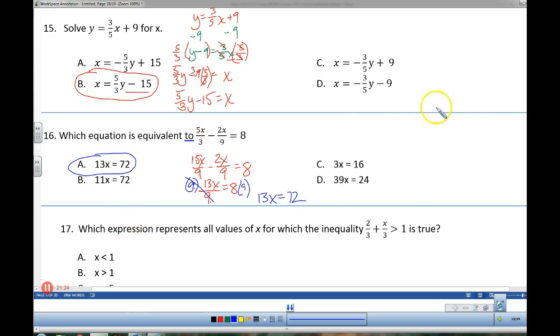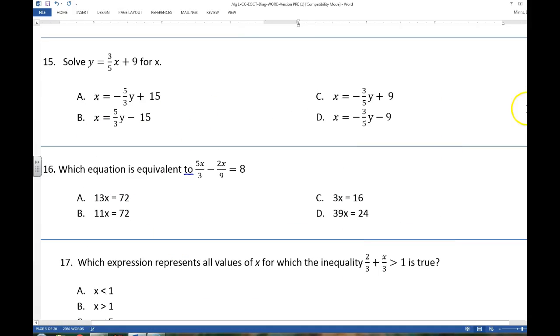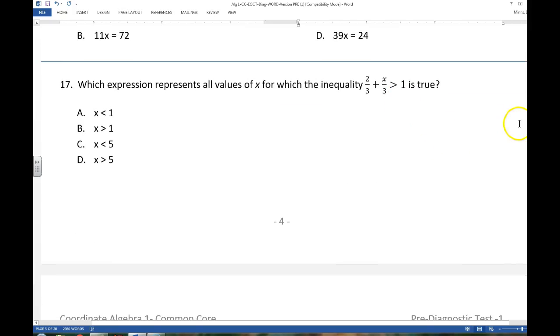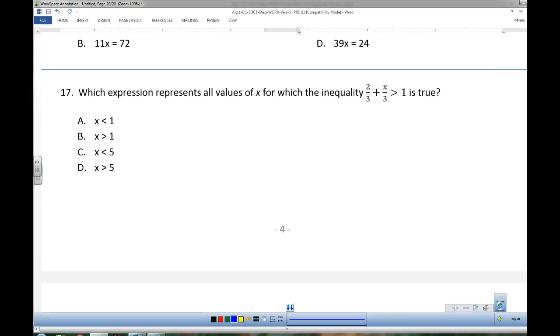All right, number 17 is another one where you got to add some fractions. It says, which expression represents all values of x for which the inequality 2/3 plus x/3 greater than 1 is true? Well, I can add those fractions easily, can't I? Because I have the same denominator. So my denominator is 3. I just add the numerators. 2 plus x over 3 greater than 1.